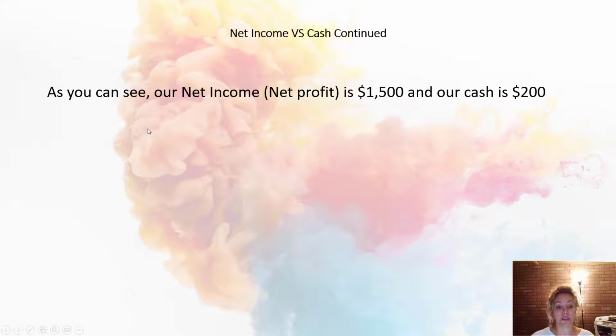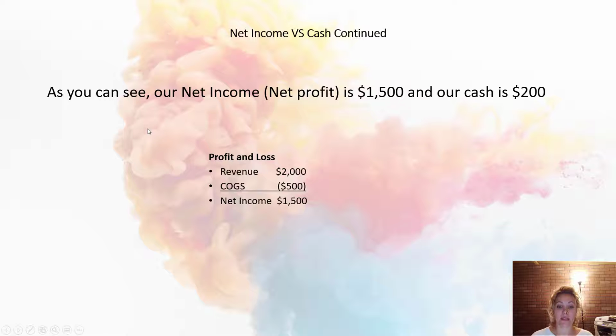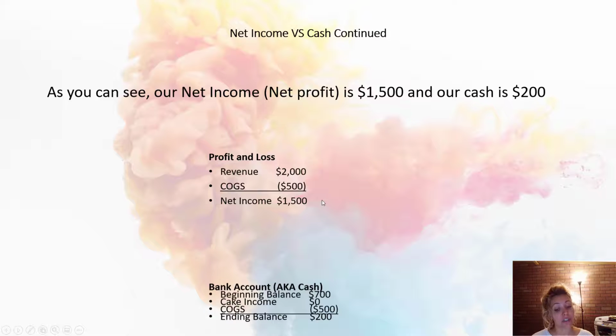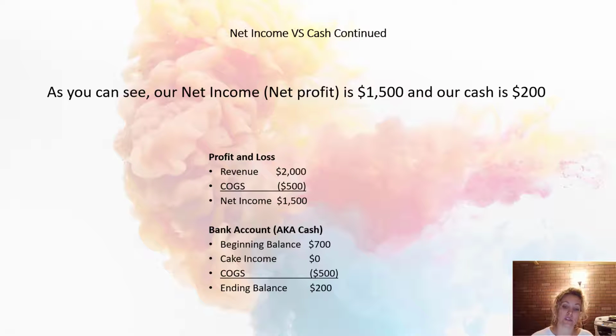Now, as you can see, our net income, our net profit, is $1,500. So we have 2,000 minus 500 equals 1,500, but our cash is 200. So there's a huge difference. I'll tell you, so many people ask, well, my income statement, my profit and loss says I have $50,000, but I don't have $50,000 in cash.